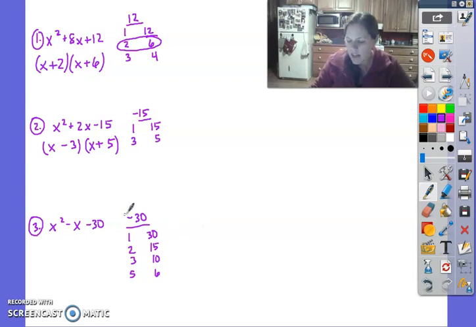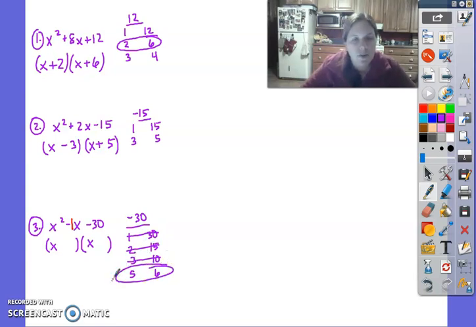Now, I need them to combine to give me not just negative x, but negative, oops, what number is hiding there? Negative 1x. So, still breaking down x squared as x times x. They'll always come first as long as x squared is first. Careful if I put a squared or m squared, that I change the letters. All right, which pair could combine to give you negative 1? Not 1 and 30, not 2 and 15, not 3 and 10, probably 5 and 6.